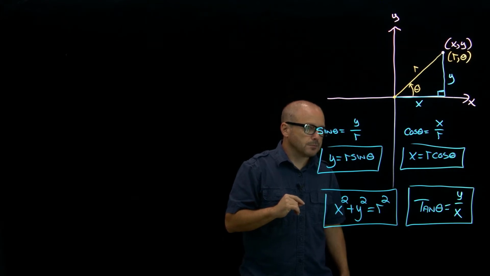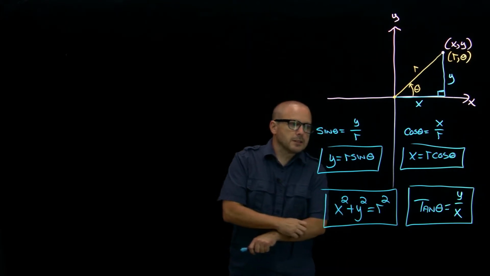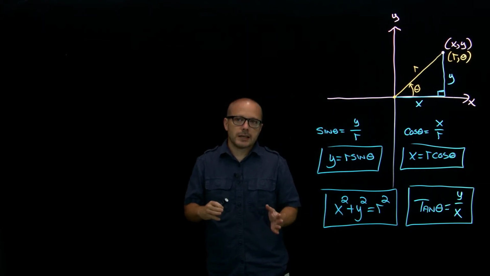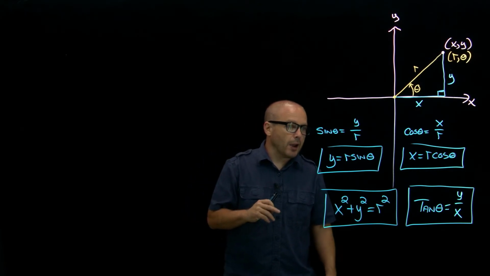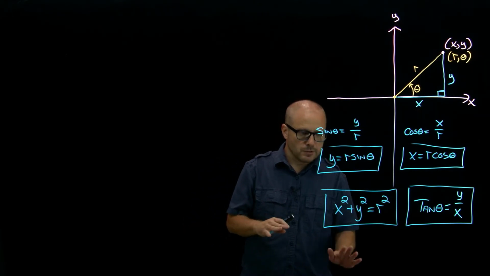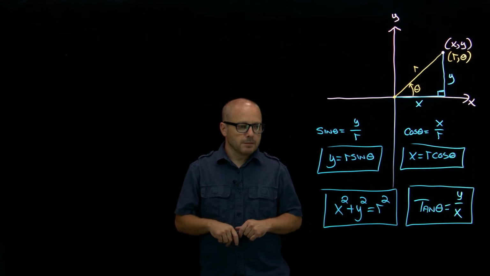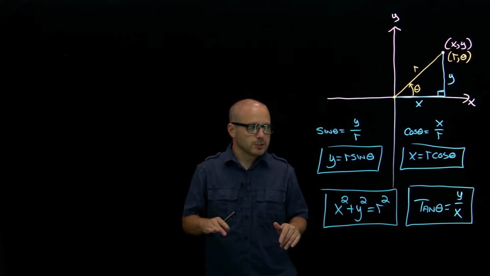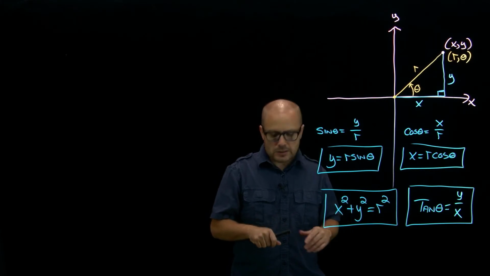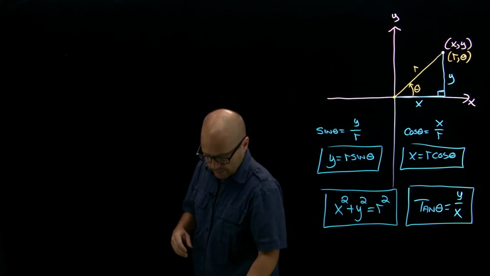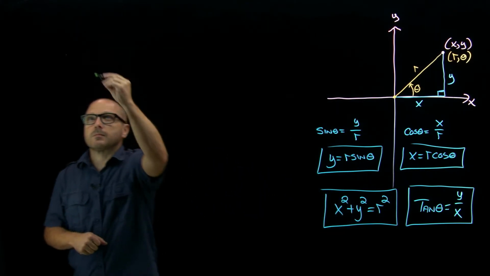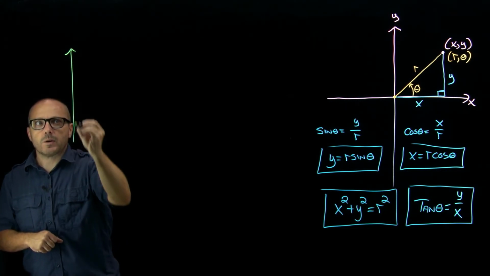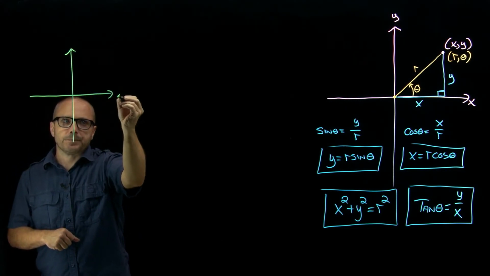OK, so let's look at converting an xy pair over to polar, which is the more interesting thing because it's going to have infinitely many representations. So let's start off with a point in Cartesian coordinates, and then we'll go to polar.